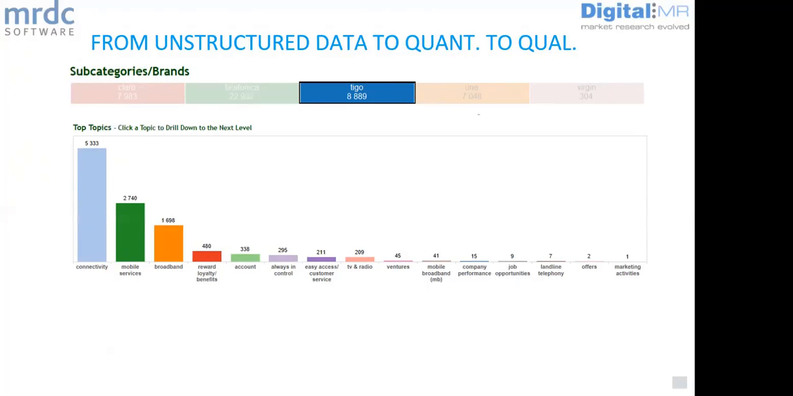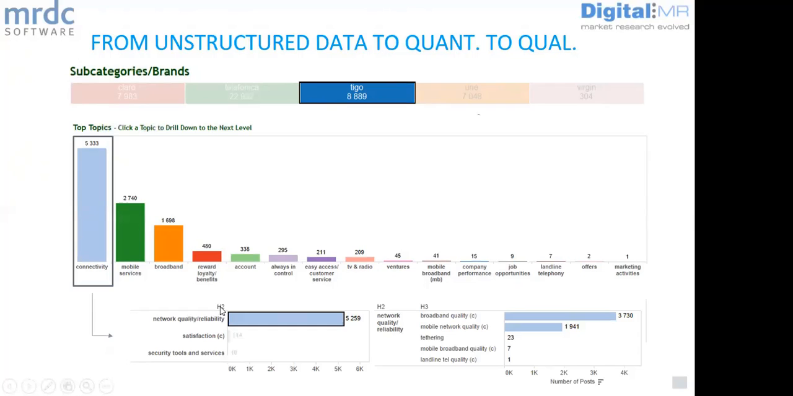But the point I want to make here is that if I click on connectivity, then I can drill down to a second hierarchy, which are the subtopics of connectivity. In this case, network quality, reliability, satisfaction, and so on. And then if I click on one of the subtopics, I get a further drill down into attributes of the subtopic that I clicked on. In this case, the attributes of network quality and reliability are broadband quality, mobile network quality, tethering, and so on. And these topics, we don't think of them the same way we think of questions to include in a survey. This is unsolicited, right? These topics are informed by the actual posts of the customers.